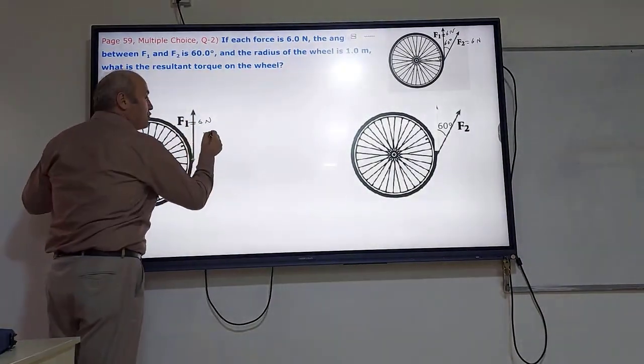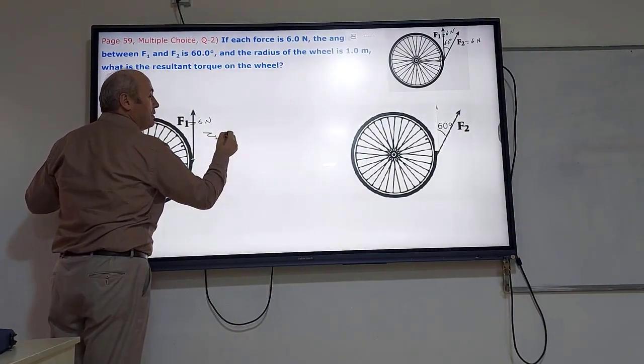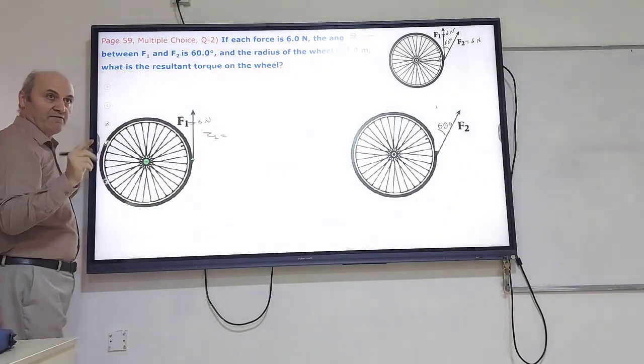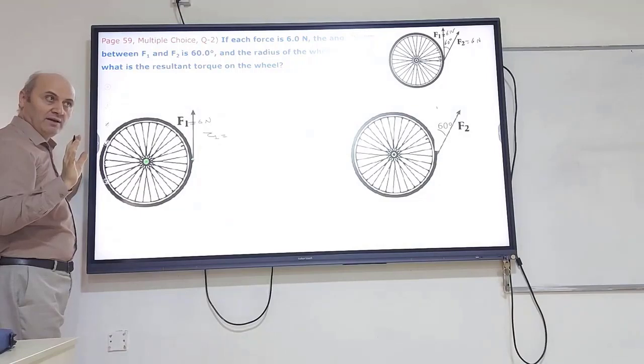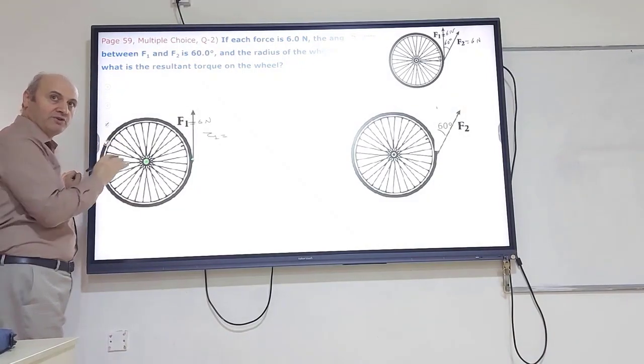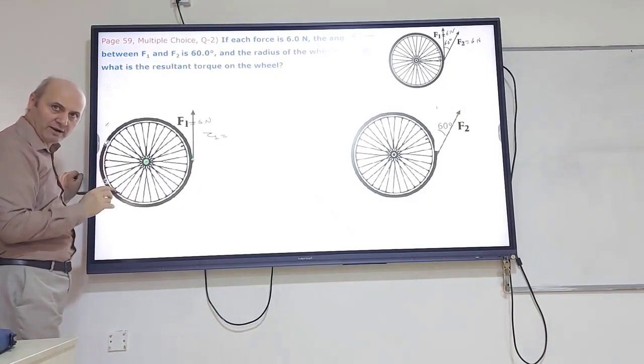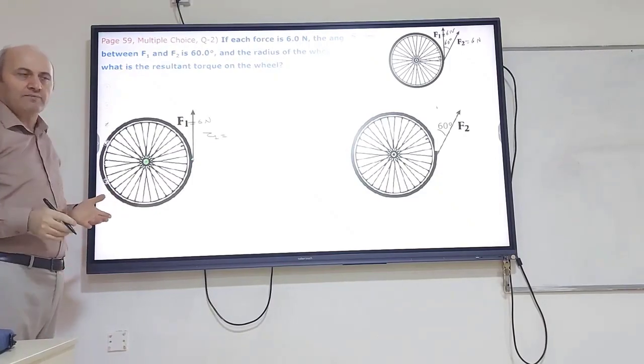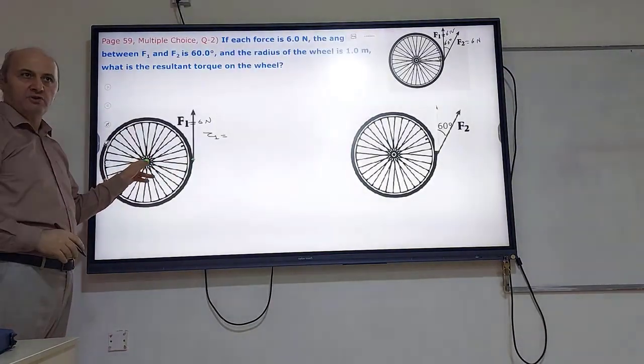So torque 1 I am going to say equal to positive or negative. First I have to check this. If the rotation of the force is clockwise, negative. Counterclockwise, positive. But how can I know it? We will check what is the axis of rotation.